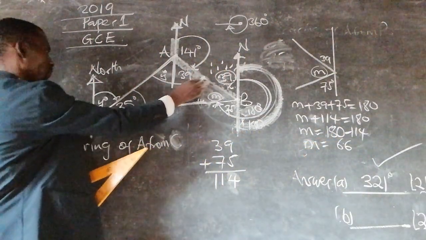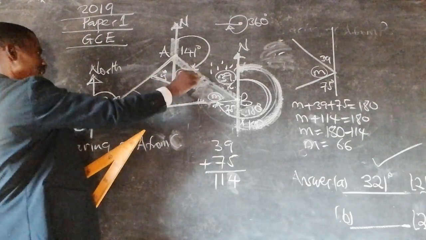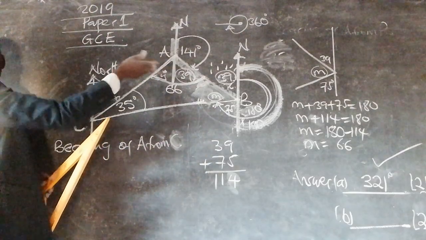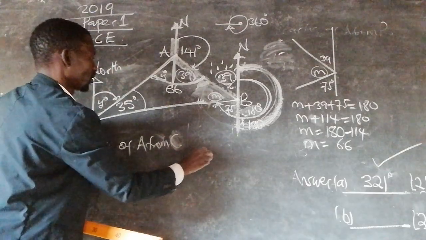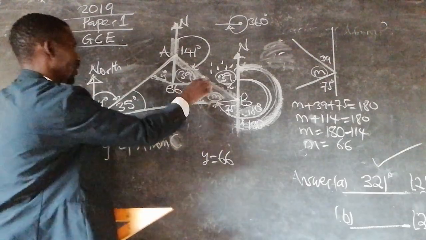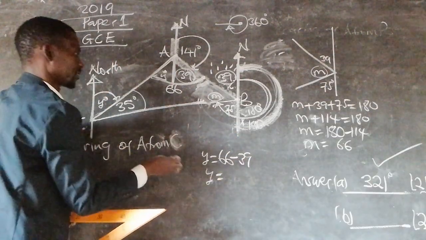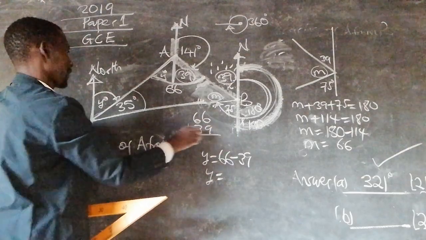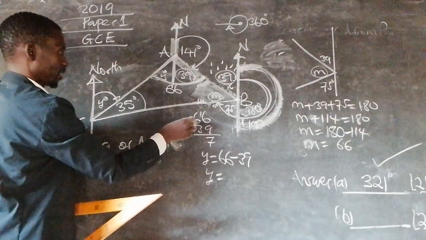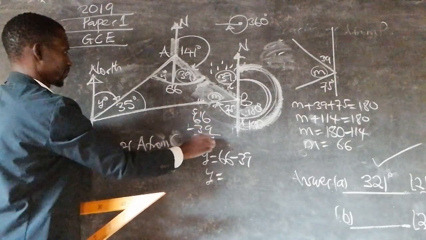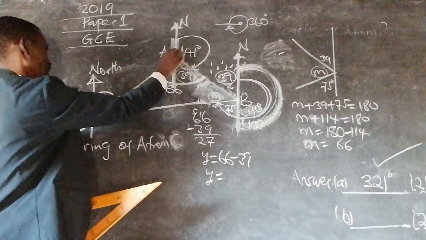So now the whole of this from there to there is what? 66. Have you seen? Now with this 66, let's subtract that 39 so that we get the value of y. Are we together? Yes. So now how are we going to get the value of y? We are going to say y is equal to what? 66, which is the whole of that, minus part of it, which is 39. So y equals 66 minus 39. 16 minus 9 is 7. Are we together? Yes. And this is 5 minus 2, 27. So y is 27.